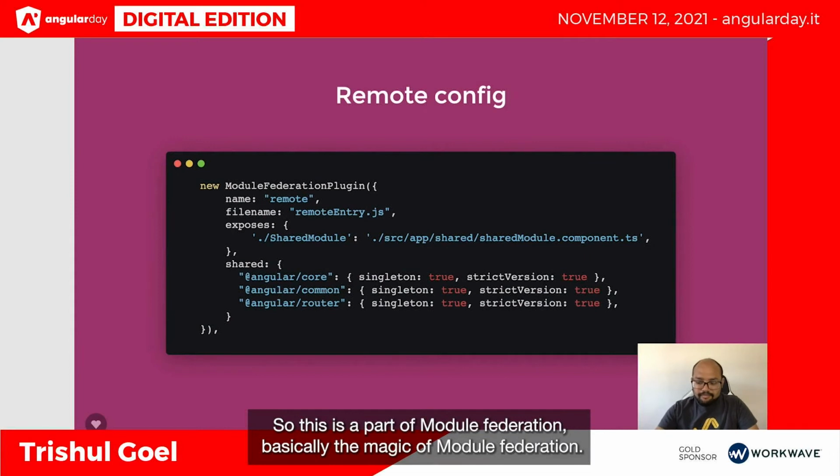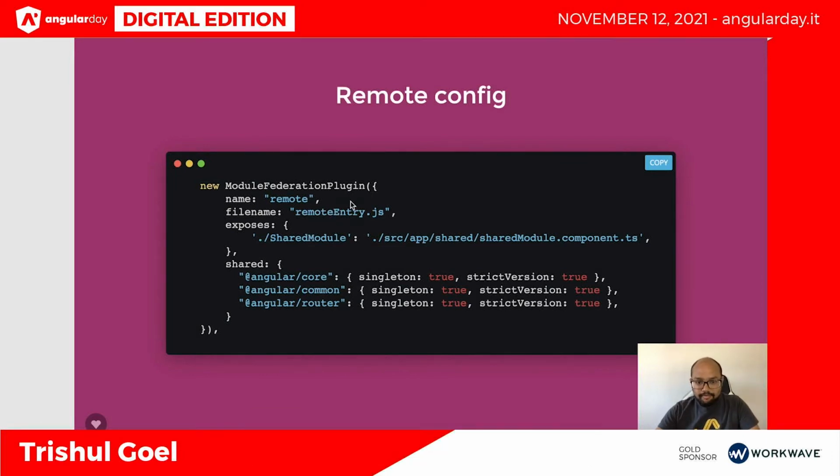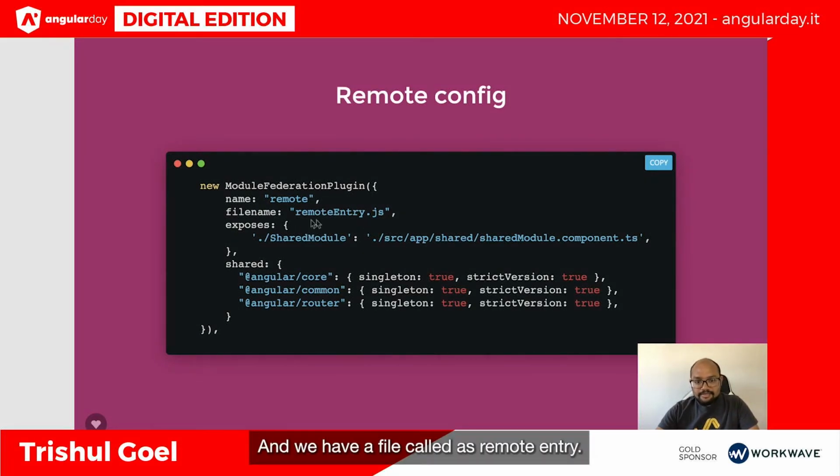So we need to expose this component. This is a part of my module federation, basically the magic of module federation. All you need to do is define a namespace for this remote, let's say remote. And we have a file called remote entry.